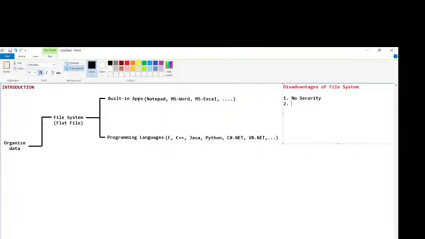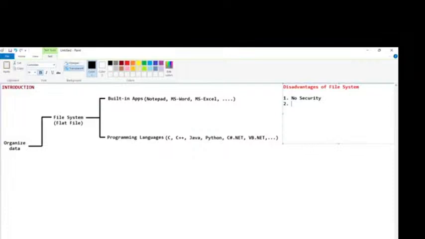You protected the document with password, but the file can still be deleted. Then it makes no point of protecting with password. You lost your file, you lost your data. So even in that case also there is no security, which is always one of the major disadvantages of file system. No security.